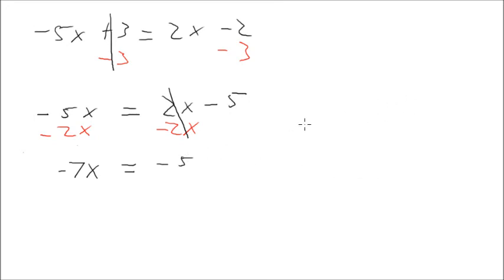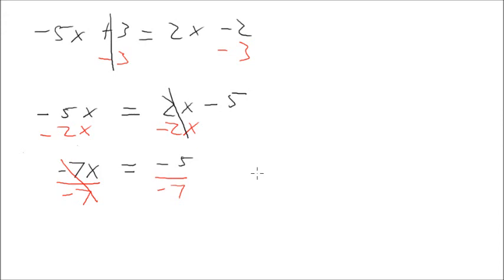Now we have reduced this thing down to a single step equation. At this point, we know how to solve this very easily. What am I doing to this x? I'm multiplying it by a negative 7. The opposite of that would be to divide by negative 7 to isolate the x. So I'm going to divide by negative 7. And what I do to one side, I must immediately do to the other side.